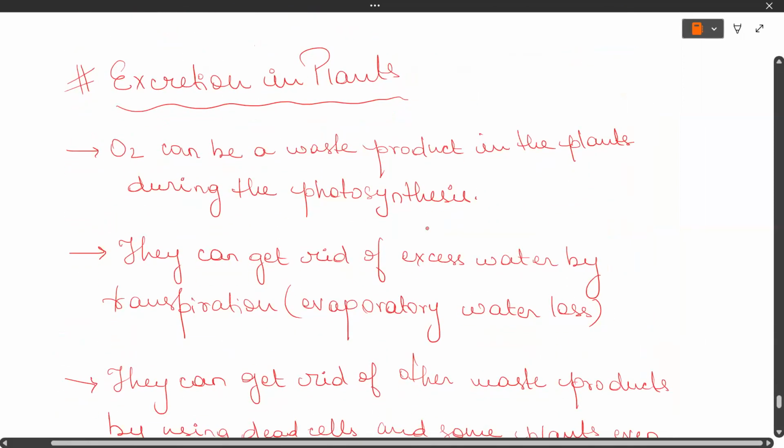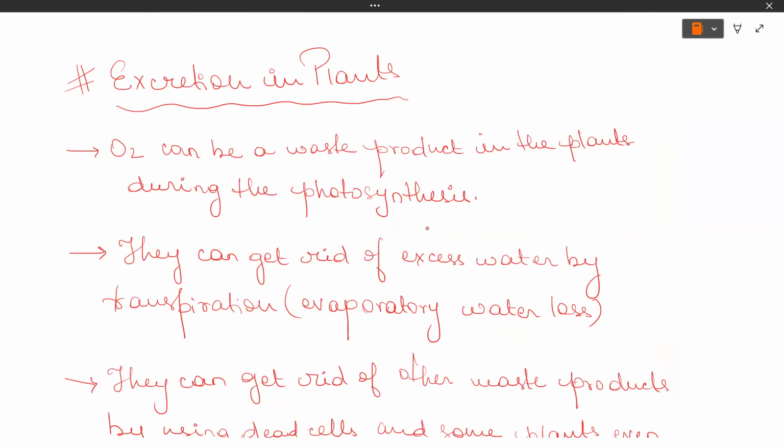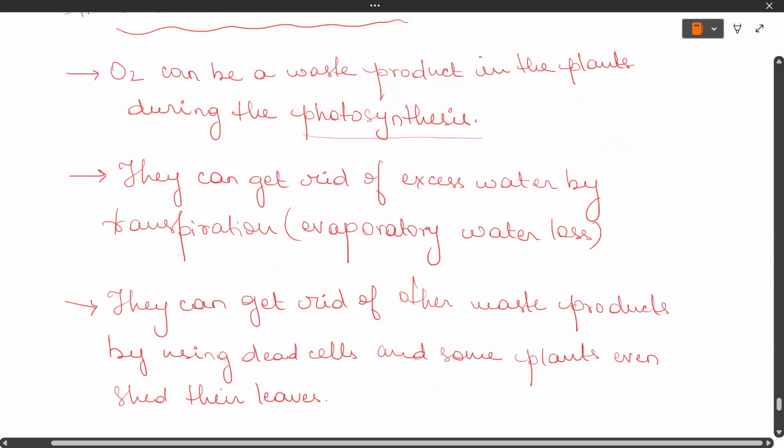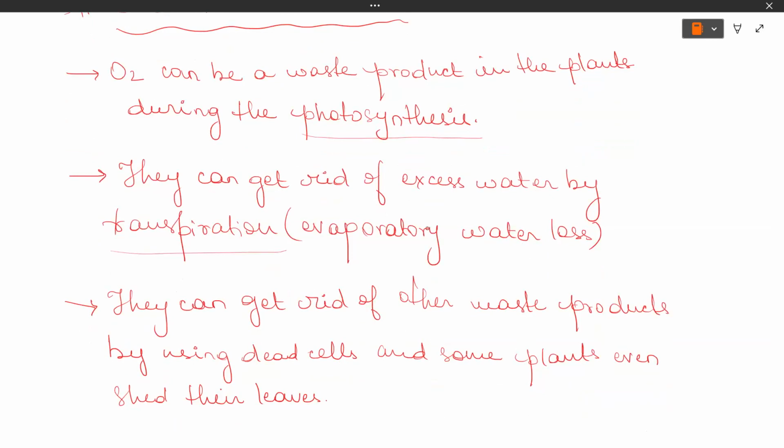See, oxygen can be a waste product in plants. Why? Because the plants do not need it. During photosynthesis, the plants take in carbon dioxide and they give out oxygen. So the plants basically don't need it, right? They can also get rid of excess water by transpiration. The evaporatory water loss also helps in getting rid of excess water. Also, the oxygen is expelled out of the plant's body through photosynthesis.